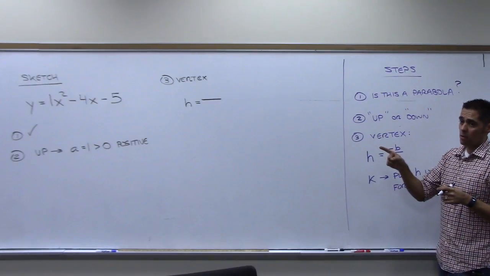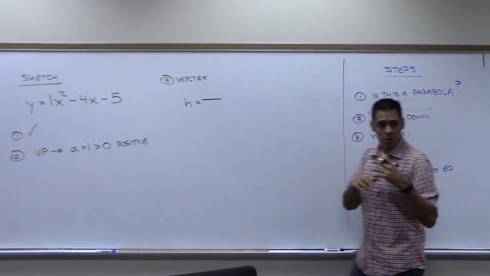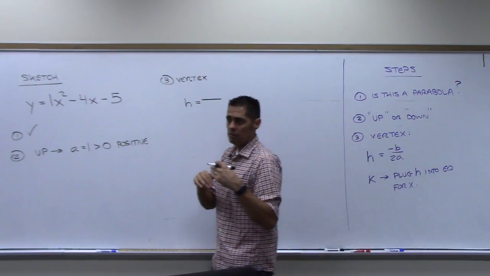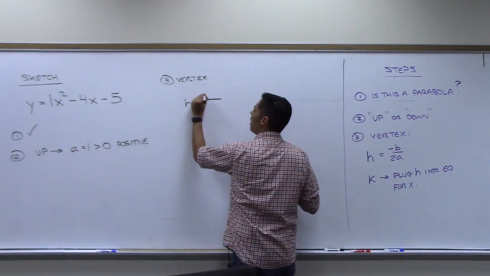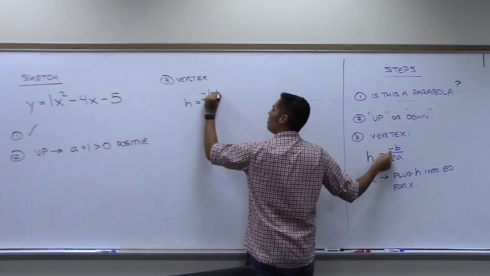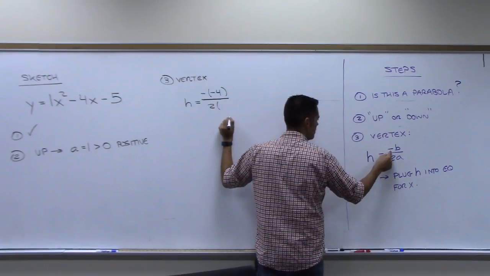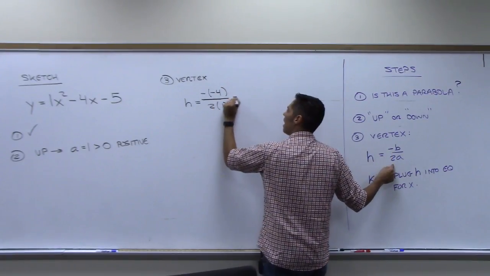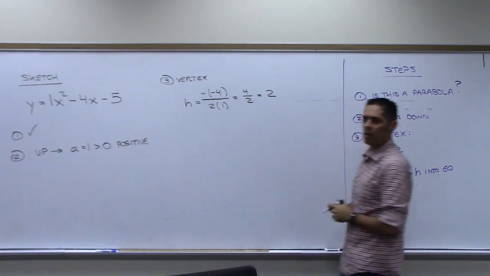B is negative 4, right? What's negative b? Positive 4. So remember in the quadratic formula we had to be careful with that also, right? Same thing here. It's negative, but then b is negative 4, and then we divide that by 2 times what's a? 1. So that's actually positive 4 over 2, which is just 2. Agreed?